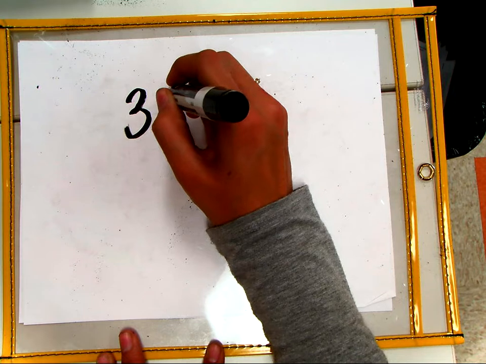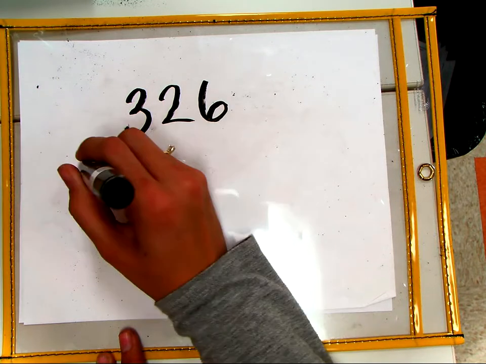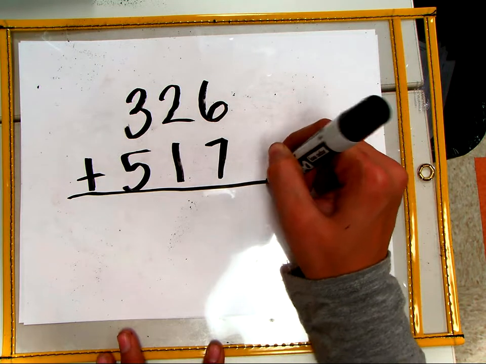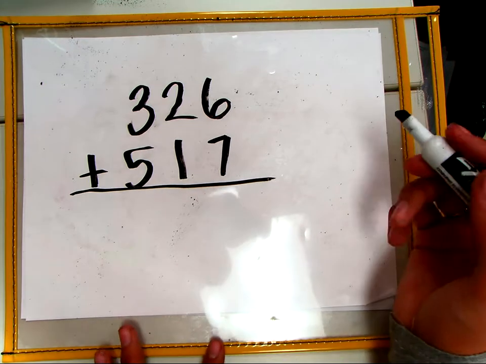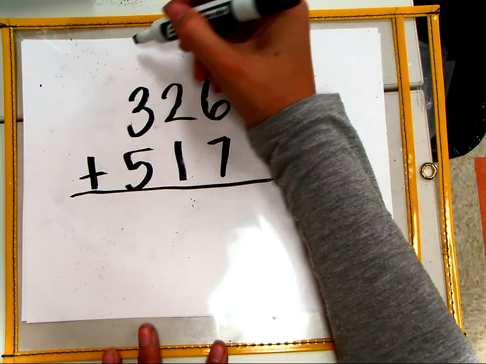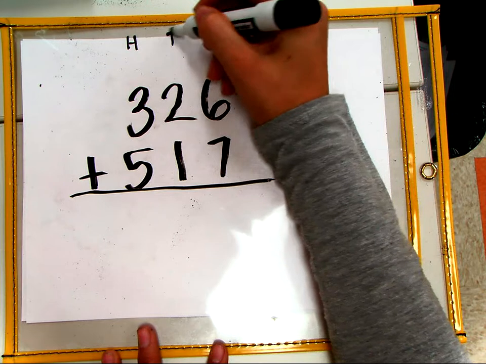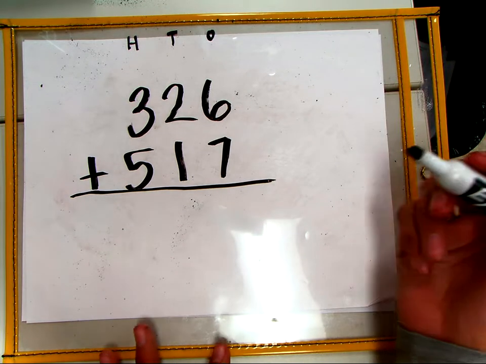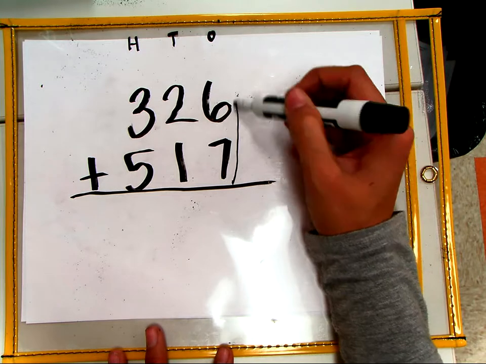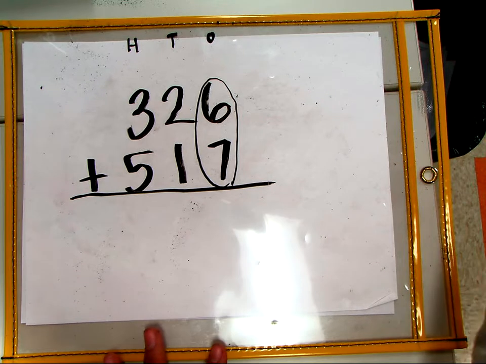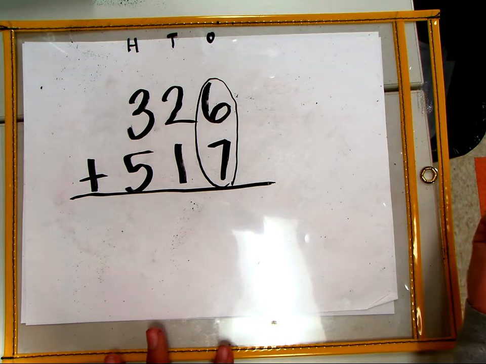So I'll do 326 plus 517. If I was going to do the regrouping strategy, I would start in the ones place. For some students, it might be helpful to label at the top hundreds, tens, and ones if they're still struggling with the place value. When I start in the ones place, a lot of students, we've been working with this strategy by circling so we can focus on only 2 digits at a time.